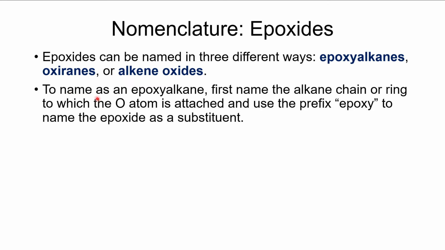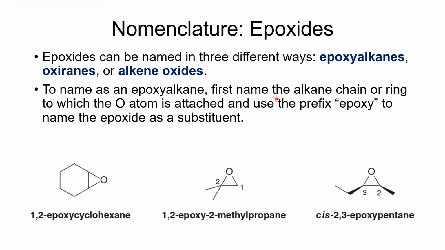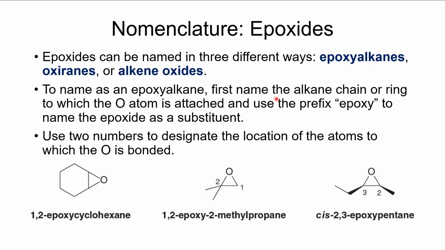So to name as an epoxy alkane, first you name the alkane chain or the ring or whatever your parent chain is to which the oxygen atom is attached, and use the prefix epoxy. And then you will use two numbers to designate the two adjacent carbons that oxygen is attached to. So for example, this one is 1,2-epoxycyclohexane. This is 1,2-epoxy-2-methylpropane. So carbon 1, carbon 2, and then there is the epoxy that is in between those. And here this one would be 2,3-epoxypentane.